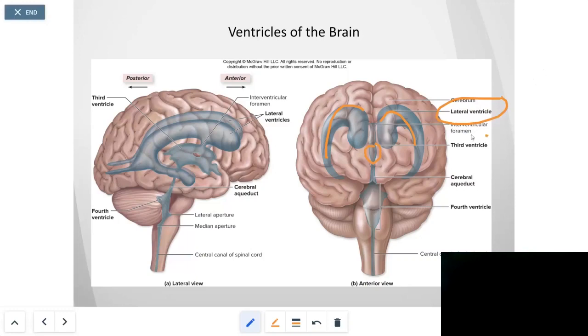So lateral, 3rd ventricle, cerebral aqueduct, that's a drainage site. The interventricular foramen, you can't see that really well in this picture, but it's right here in the middle. There's a little opening where the lateral can drain to the 3rd. The cerebral aqueduct is the drainage for 3 to 4. Make sure you know the name of the connection.